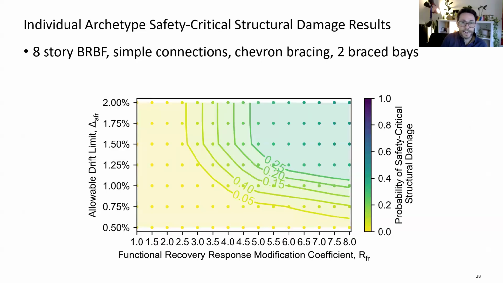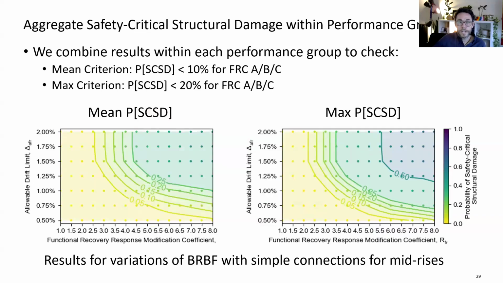Okay, as I alluded to in the previous section, for each archetype building, we can then use these contours to identify appropriate values of RFR and drift limits that will give us low probabilities of safety critical structural damage. And again, I want to emphasize that this is a contour for one archetype, right? So this is a contour for the 8-story BRBF with simple connections, chevron bracing, and 2 braced bays. But what we need to do is choose RFR and drift limits, not on an archetype basis, but across the performance group. So what we do is we check 2 criteria that I also previously introduced earlier, but I want to reemphasize here.